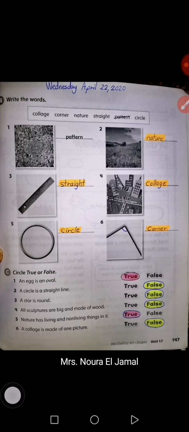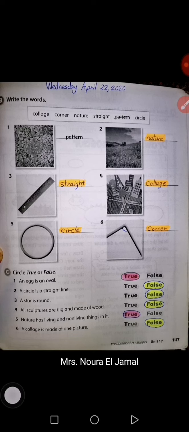Now let's move to page 147. Write the words. Number 1, this is pattern, of course. Number 2, nature. Number 3, straight, like the ruler. Number 4, collage. Number 5, circle. Number 6, this part, corner.